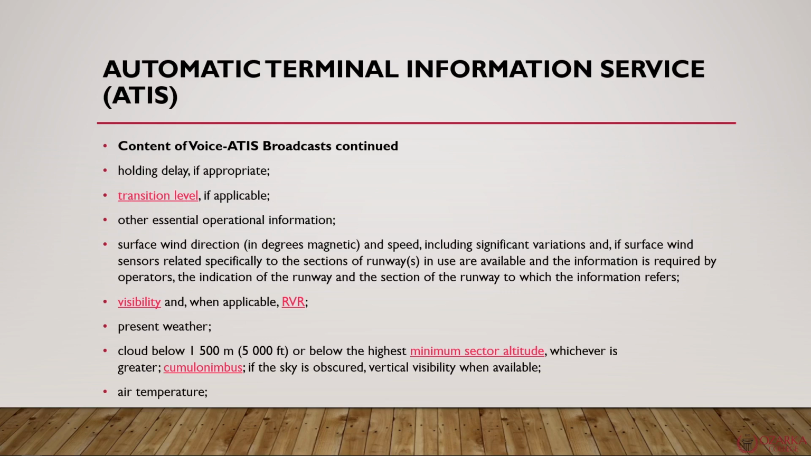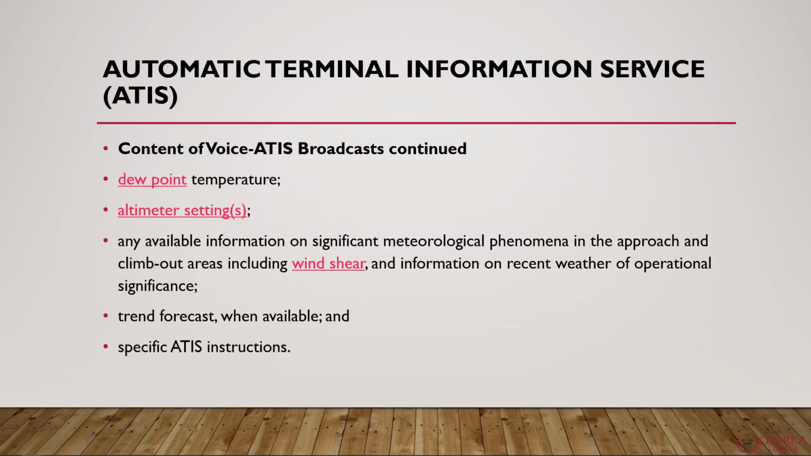Visibility, runway visual range, present weather, clouds below 5,000 feet or below the highest minimum sector altitude, whichever is greater. If there's cumulonimbus clouds, if the sky is obscured, vertical visibility when available, air temperature, dew point, altimeter setting, any available information on significant meteorological phenomena in the approach and climb out areas, including wind shear, and information on recent weather of operational significance. The trend forecast when available, and specific ATIS instructions.